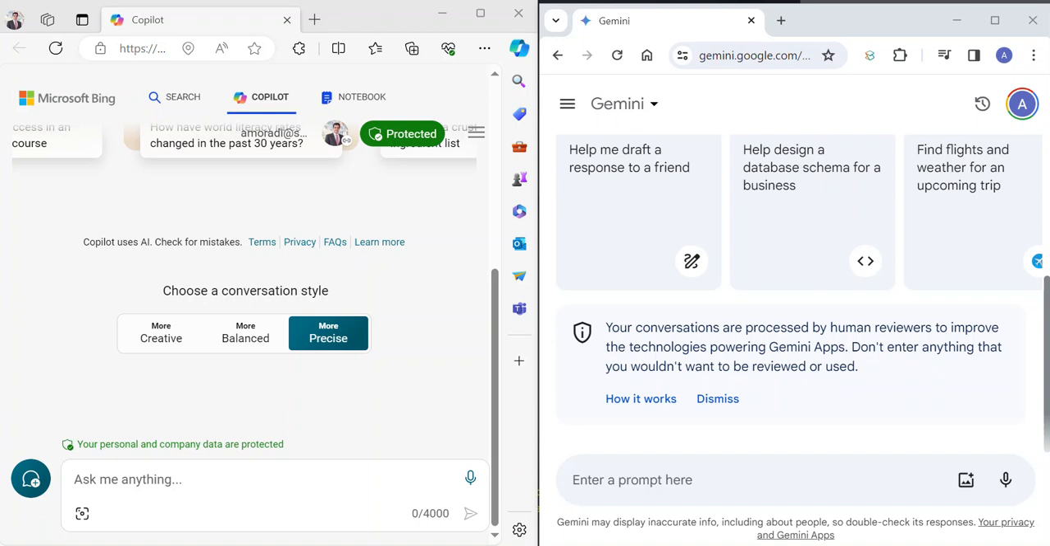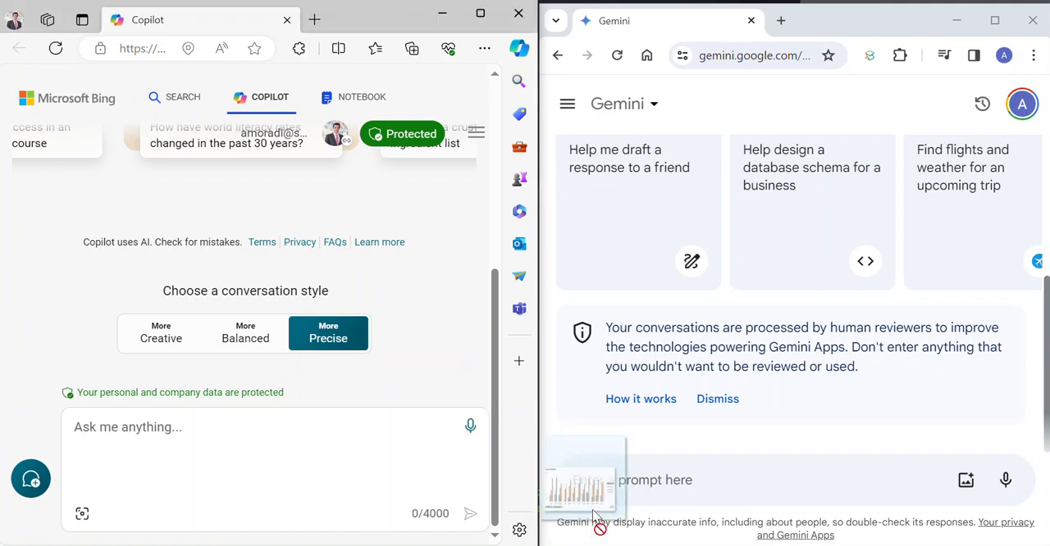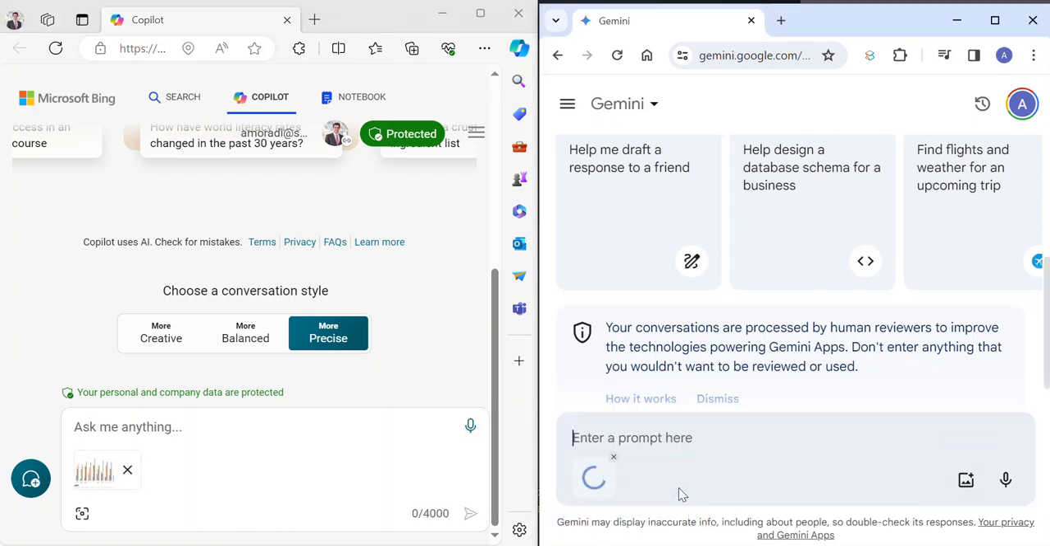Now, in this video, I want to compare Microsoft Copilot versus Gemini to see which one can interpret an image better, or even what the advantages and disadvantages are. First of all, I want to set Copilot to more precise, and also I want to use a graph to see how they interpret that graph. Then basically I have an image of a chart, and I want them to interpret that.